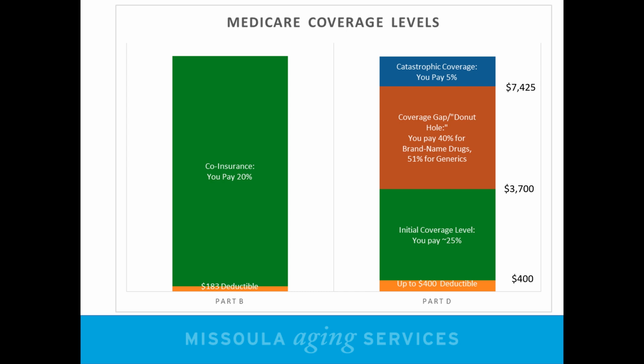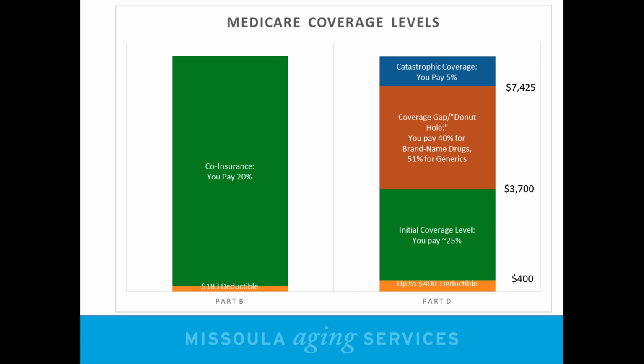Medicare Part D is different. Medicare Part D can have a deductible depending on which plan you choose, between $0 and $400. Then you're up into the initial coverage level. In that level, you're going to pay about 25% for your drugs, and your plan pays about 75%. And so far, not too different from Part B, right? 75 and 25.